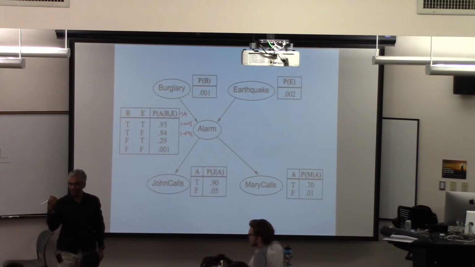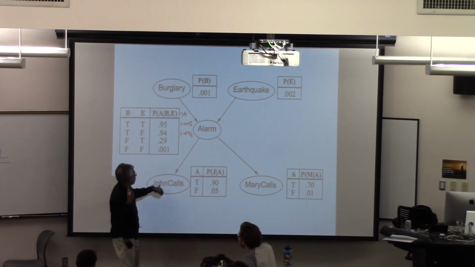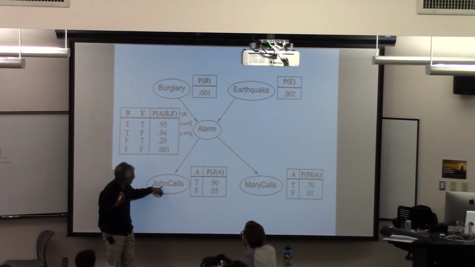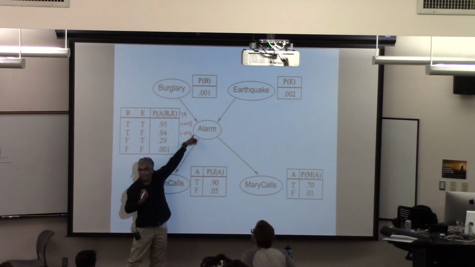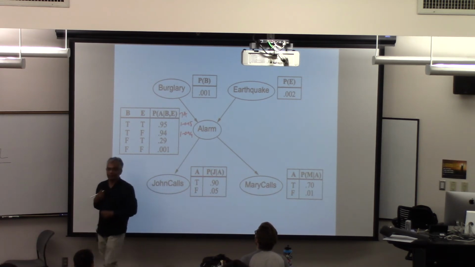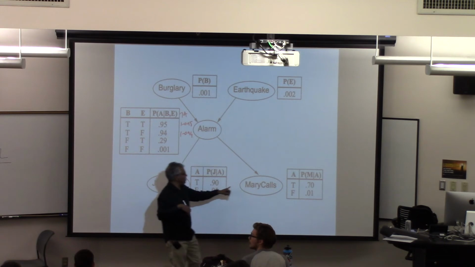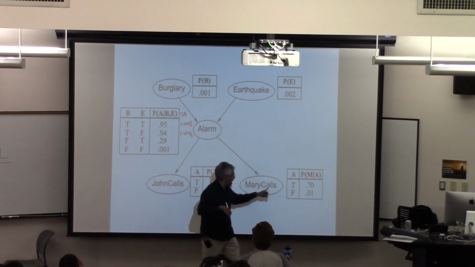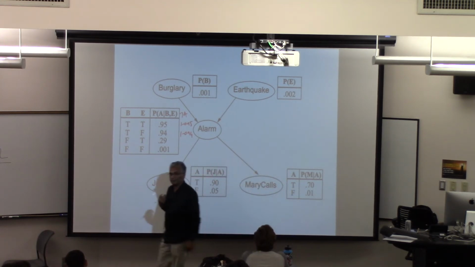You see what I'm saying? Okay? And so here John calls, probability John calling is only connected to alarm. So I just need to give probability of John calling given alarm is true, given alarm is false. And probability of Mary calling given alarm is true, given alarm is false.